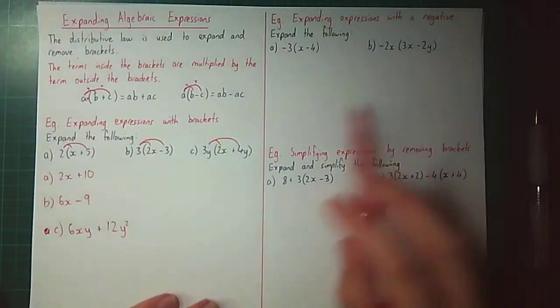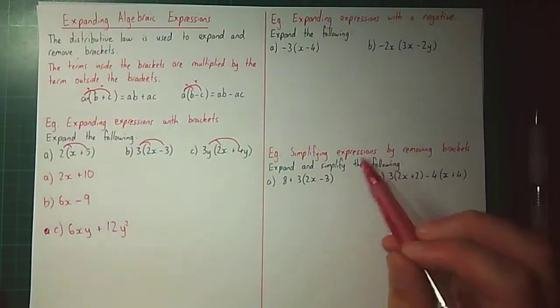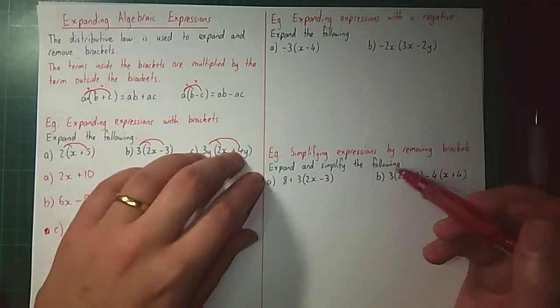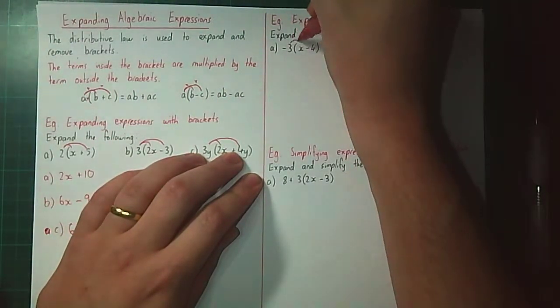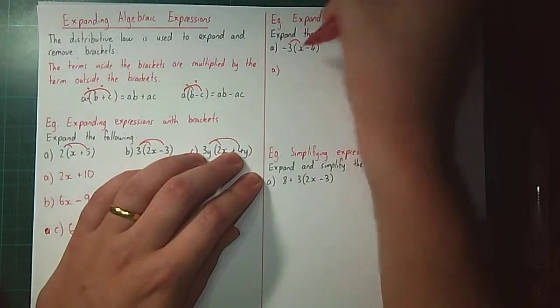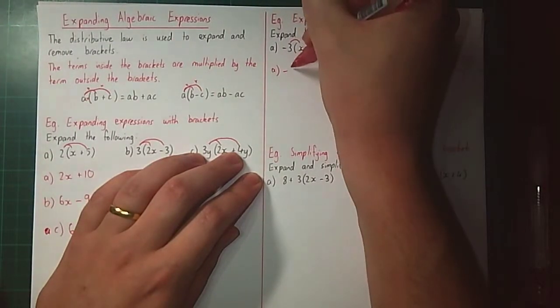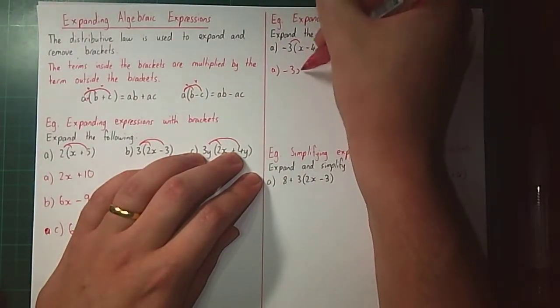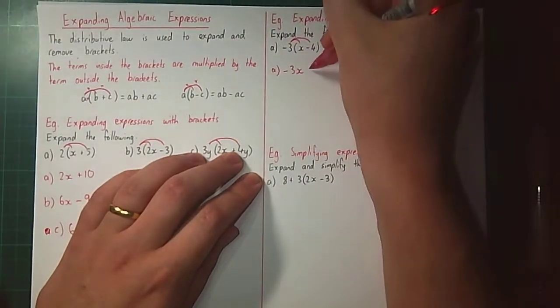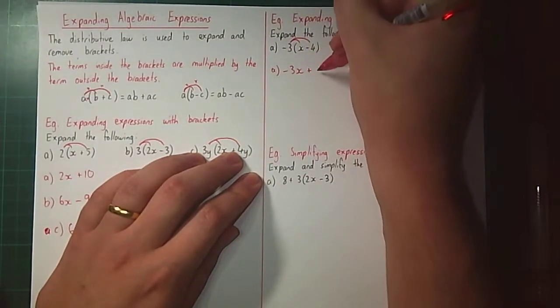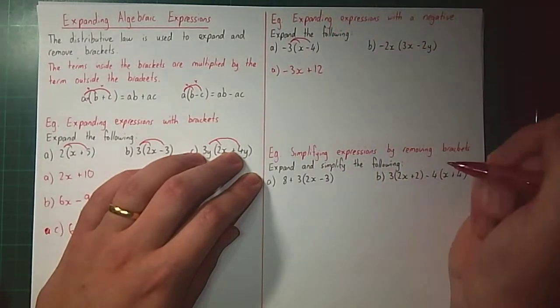We still use the same method. We just have to be more careful because there's just more negatives involved. So going through here, we've got negative 3 times x. So negative 3, it's the only whole number, so it's negative 3, and then we've just got an x. And negative 3 times negative 4, there's 2 negatives, so that's positive, and 3 times 4 is 12.